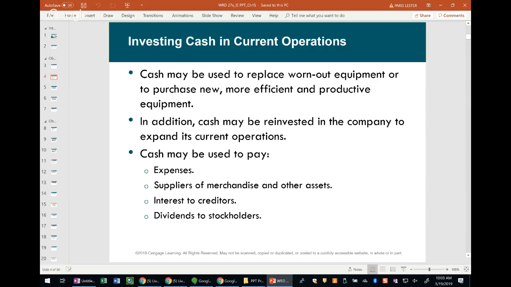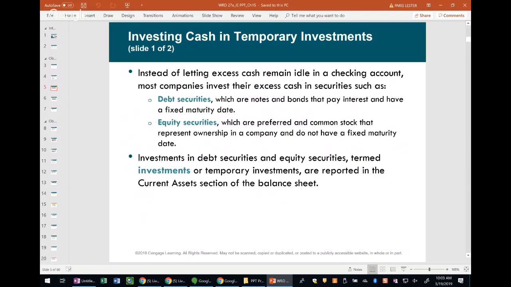Cash may be used, we know what cash is used for, but we can use it for investing, of course. Now, instead of letting excess cash remain idle, we'll invest it. Debt securities, which are notes and bonds. We buy bonds. When we get interest on bonds, what do you think the interest will be called if we get interest on our bonds that we own? Bonds that we owed, we had interest expense. So bonds that we own, we'll have interest what? Income. Or interest receivable in an adjusted income.